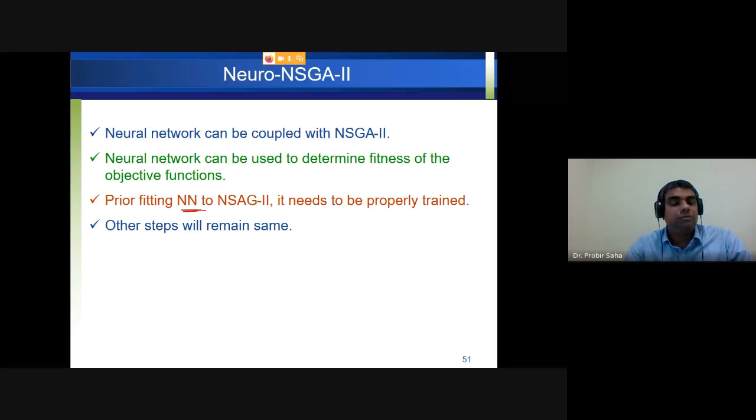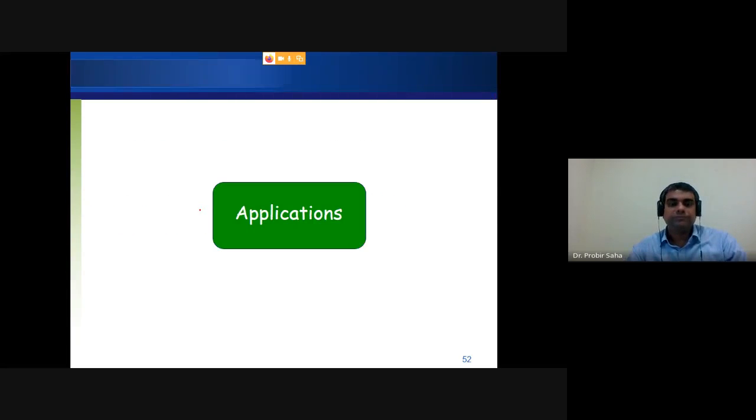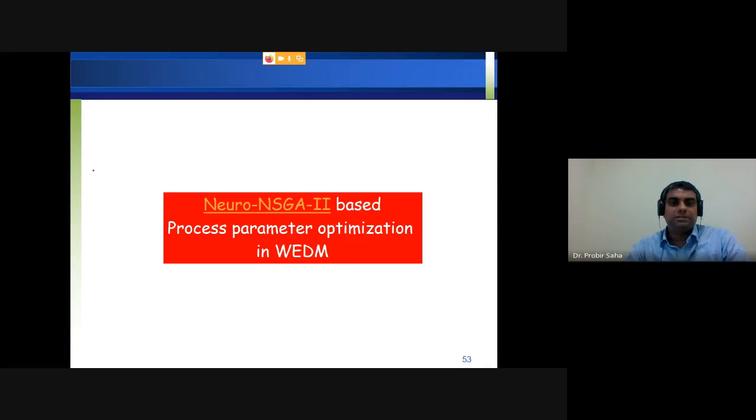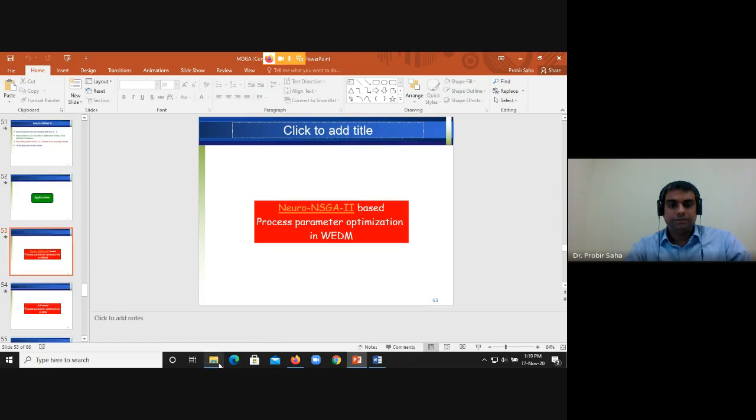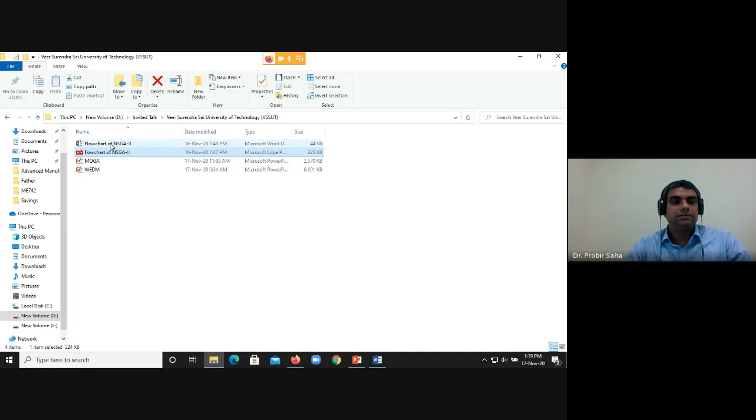You must know how many hidden layers I have to use, how many nodes should be there in the hidden layers. Everything has to be known prior to that, and then that optimized value you can use in the neuro NSGA2. Now, so far as application is concerned, I will not go into details of that, but what I can show is some results out of this.